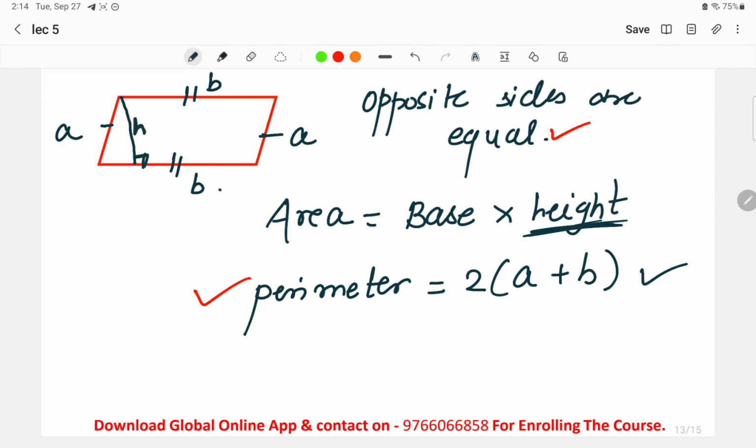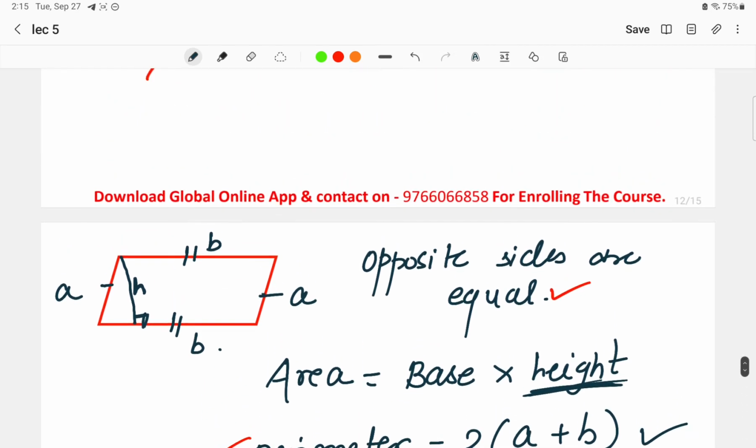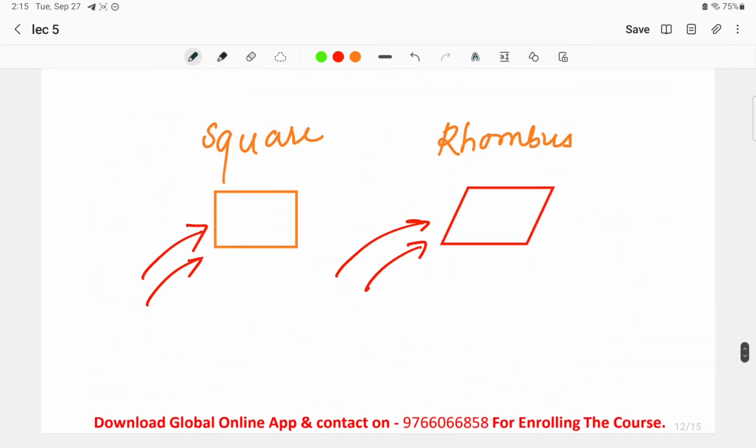So in a parallelogram, the features are actually similar to those of the rectangle. Here opposite sides are equal, area is equal to base into height and perimeter is equal to twice of a plus b. Okay, now what is the difference between the rectangle and the parallelogram, and what is the difference between the square and the rhombus?